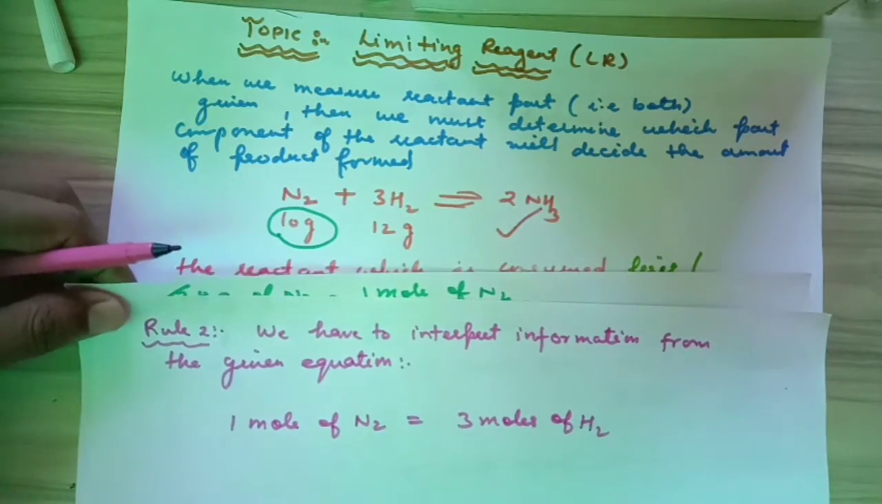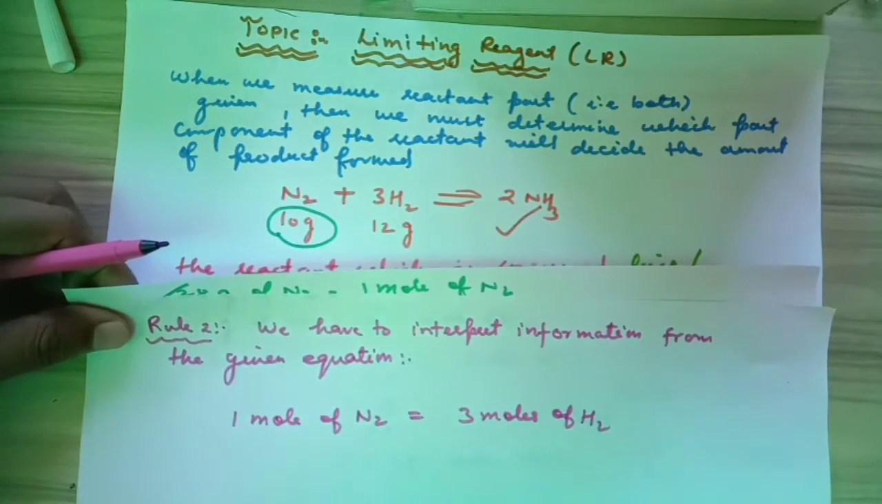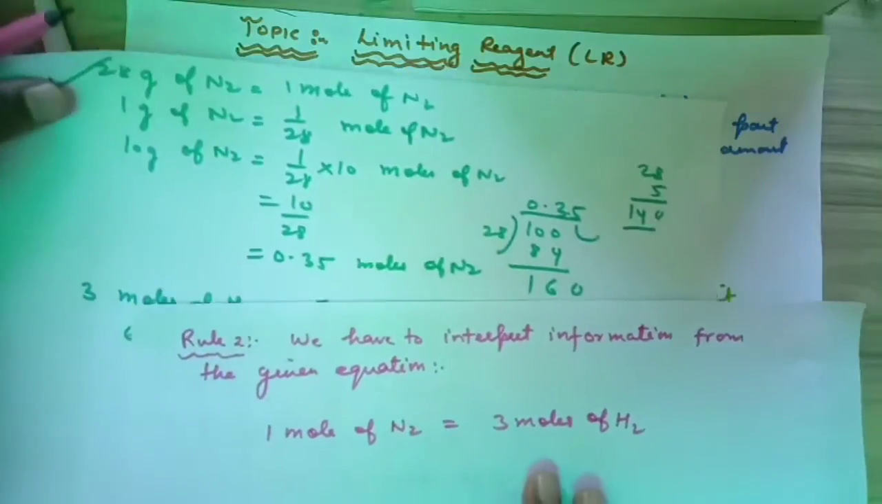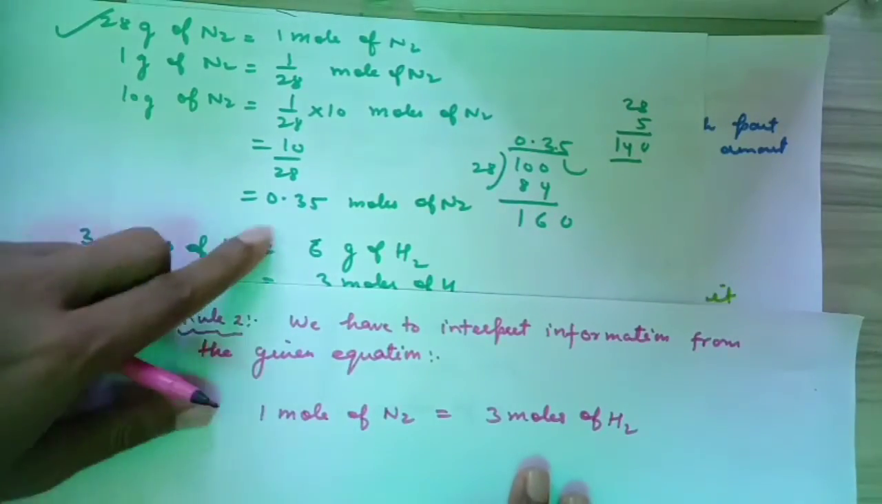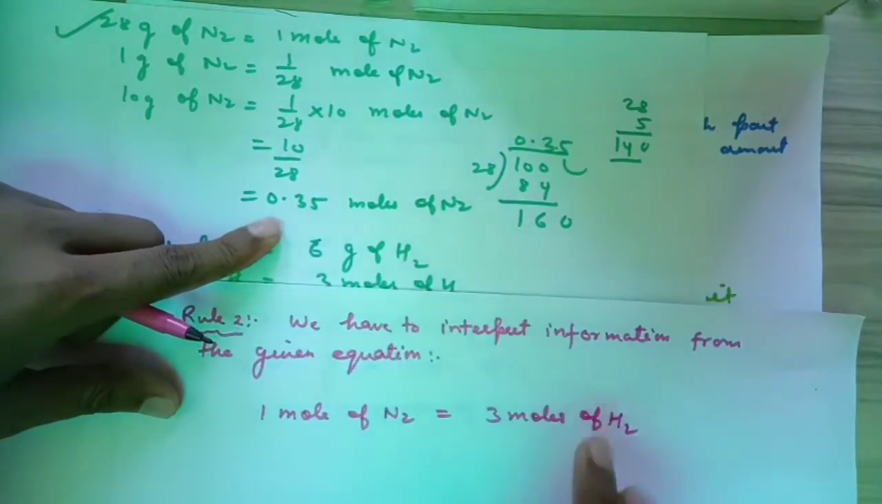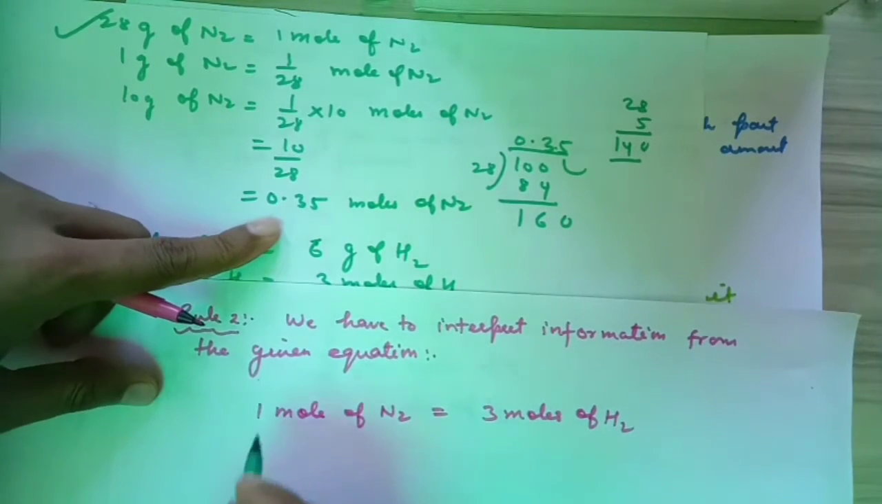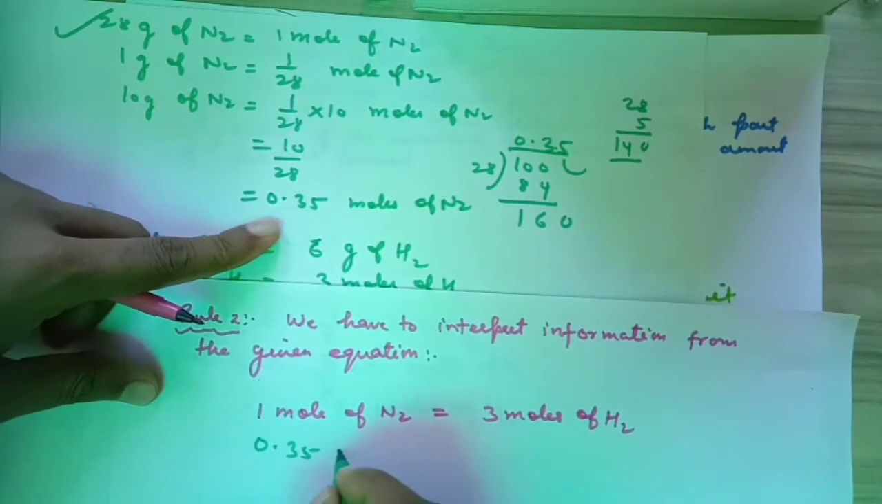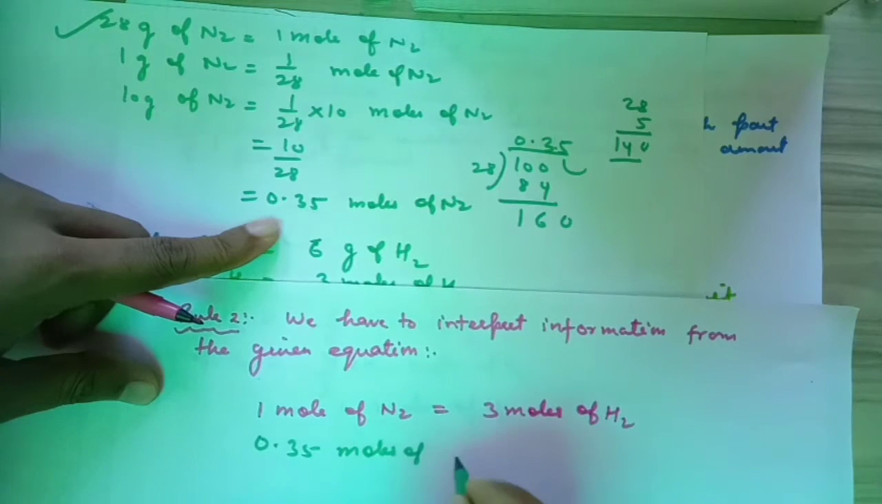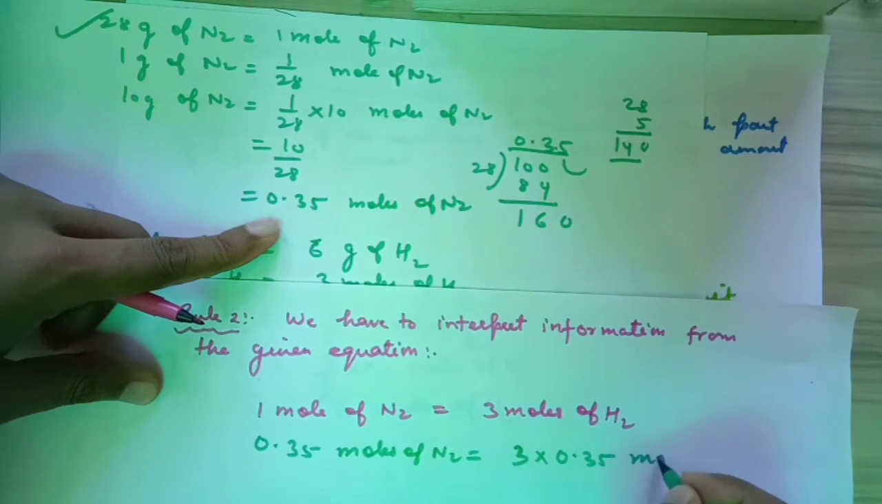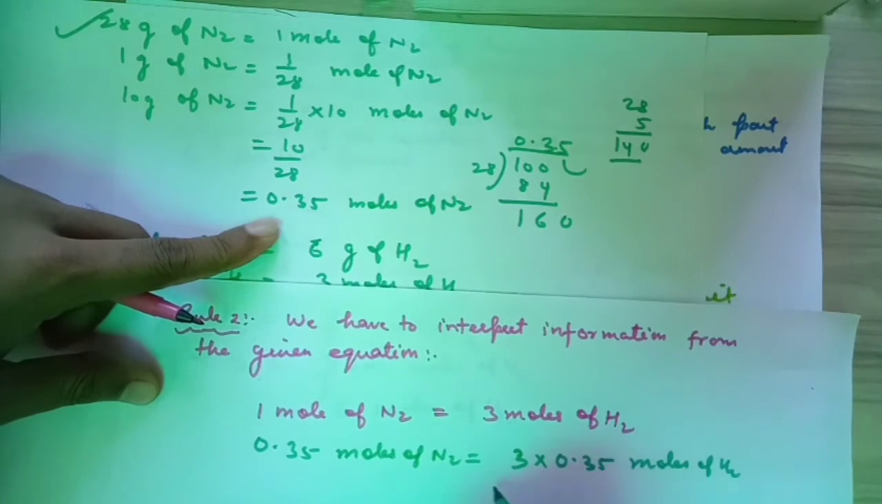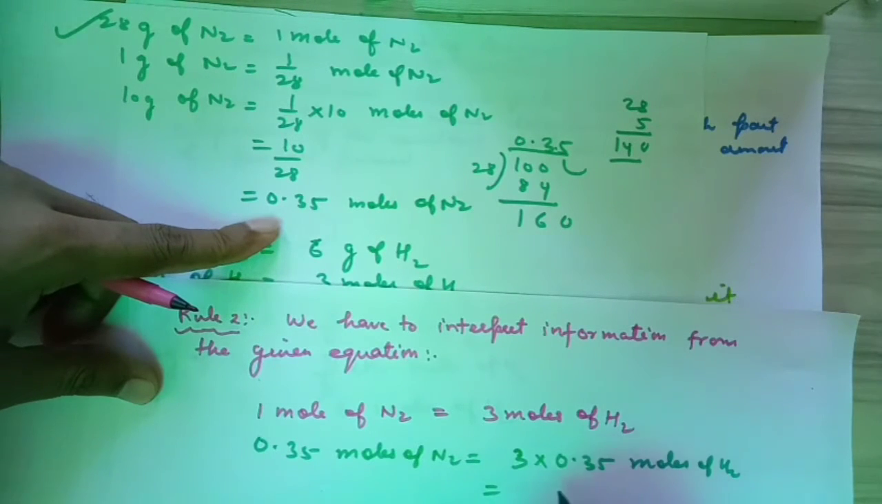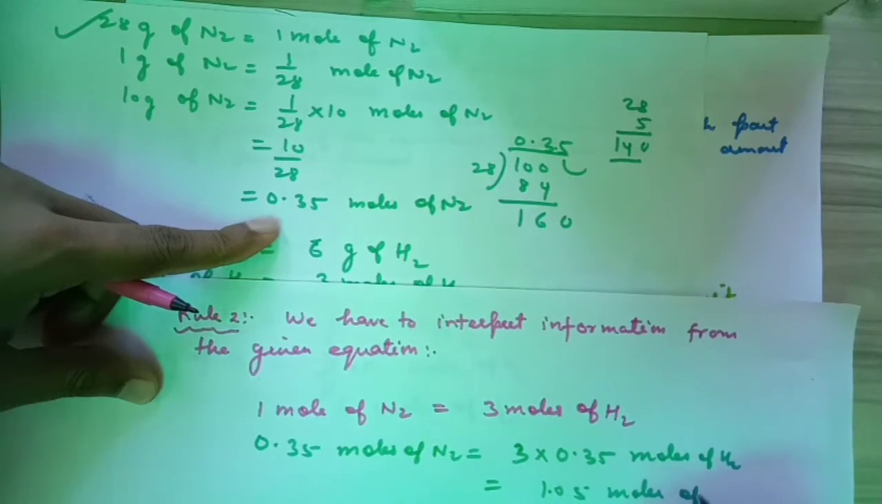So what will decide that how much moles of H2 will be there finally in the given equation? So we have found it out that 0.35 moles of N2 will decide the moles of hydrogen. So let's write 0.35 moles of N2 will give 3 into 0.35 moles of H2. So that will be 35 3s are 105. So it will be 1.05 moles of H2.